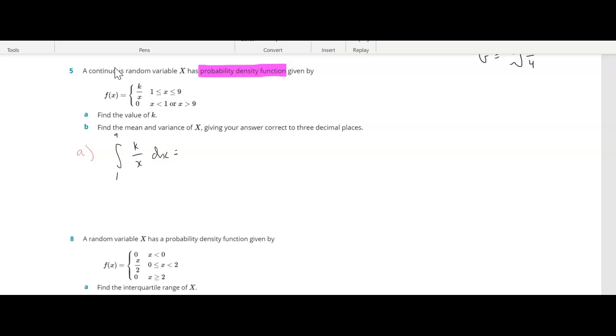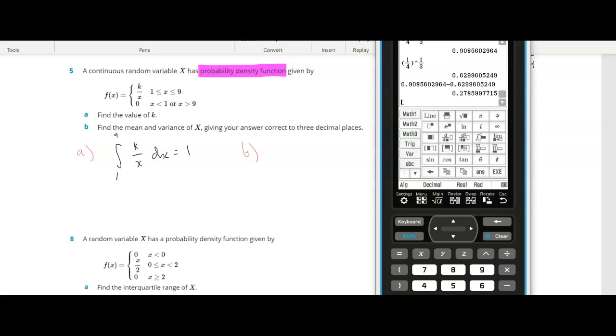All right, dx is equal to 1. And then you're just solving for k. All right, so I'm going to leave you to do that. Now for part B, find the mean and variance of x, giving your correct answer to 3 decimal places. Actually, let's just do that question on the calculator because I need to find k anyway.